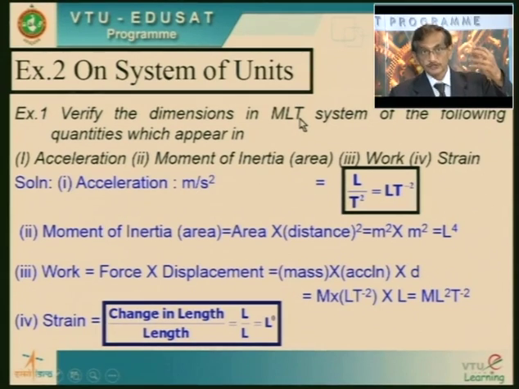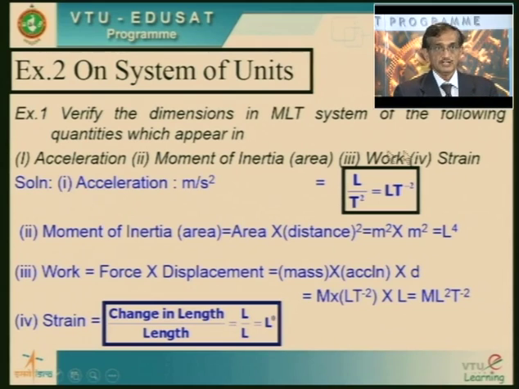Any quantity which is derived based on this is called a secondary quantity, and these are the primary quantities. Let us read the question. Verify the dimensions in MLT system of the following quantities: number 1, acceleration; number 2, moment of inertia, which is area moment of inertia; number 3, work done; and the fourth one is the strain.